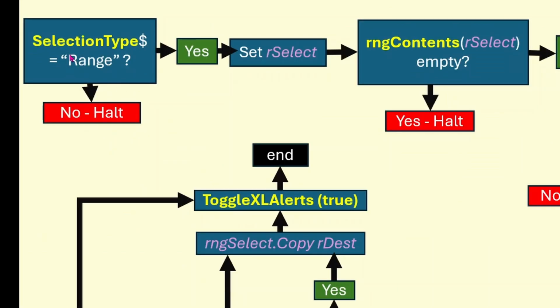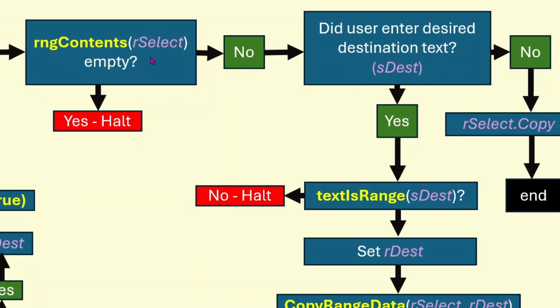So first we started with checking our selection to make sure the user had even selected a range. And here's the name of the function. Did it equal range? Nope. We halt. If it was a range, then we have set variable rselect equal to that range. Now then, we check the contents of rselect. Were they empty? Yes, we halt. There's no point in trying to copy an empty range. Then we continue on if no, the contents are not empty.